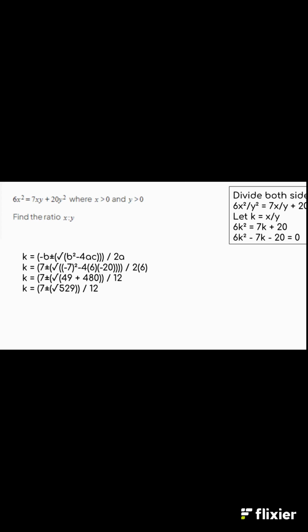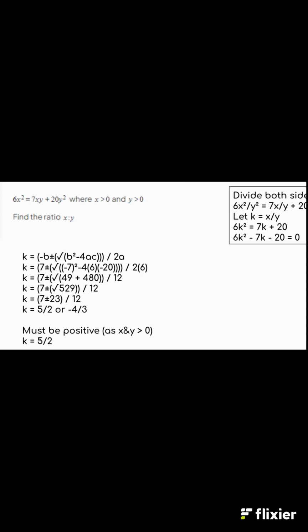Now, since this is a calculator paper, you can work out that the square root of 529 is exactly 23. How lucky. So now we will get k equals 5 over 2 or negative 4 over 3, because 7 add or minus 23 could be 7 plus 23, 30, or 7 minus 23. So after that, since x and y must be greater than 0, k is equal to 5 over 2.